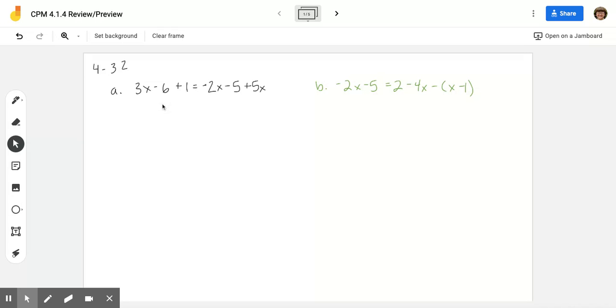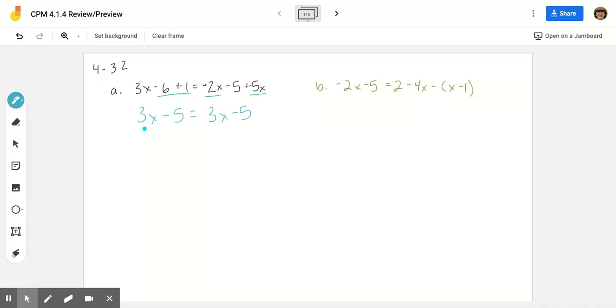You're going to solve these two equations for x. So first thing I notice, I have some like terms I need to combine on both sides. So let's go ahead and do that. I've got this minus 6 plus 1, which is going to be combined to minus 5. And then I have a minus 2x and a plus 5x, which will combine to be a positive 3x.